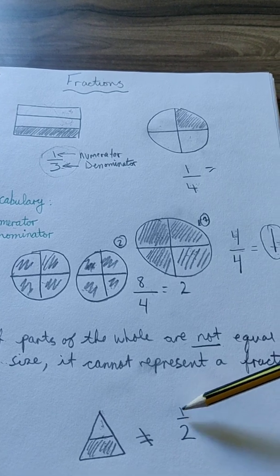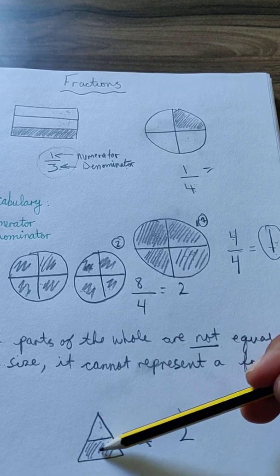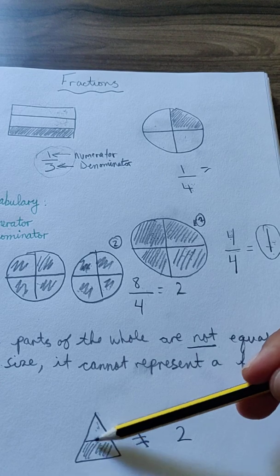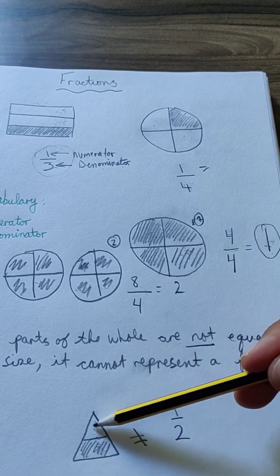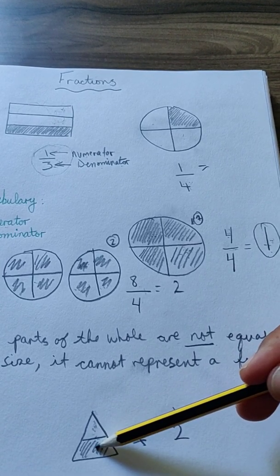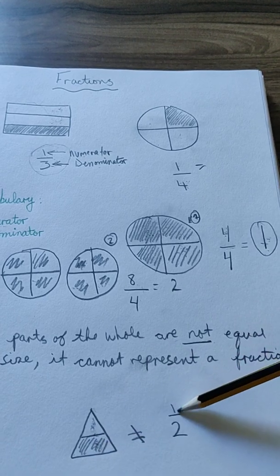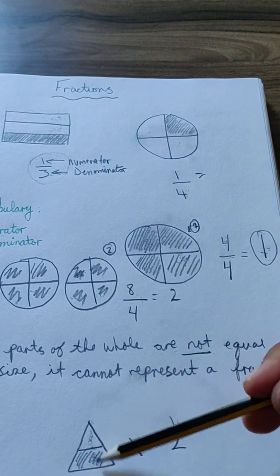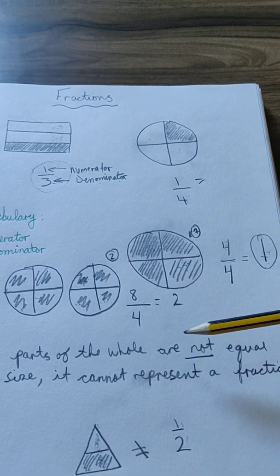Okay? So for argument's sake, we're just going to make sure that we know that if they don't have the same area, this is not the same area as this, therefore they cannot be 1/2 because they have to be equal in size.